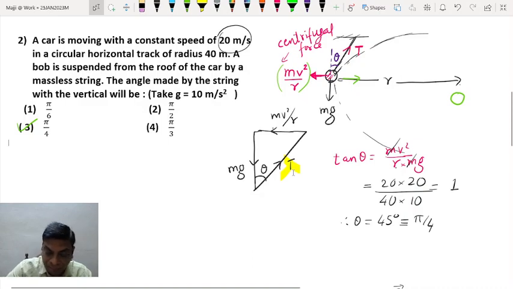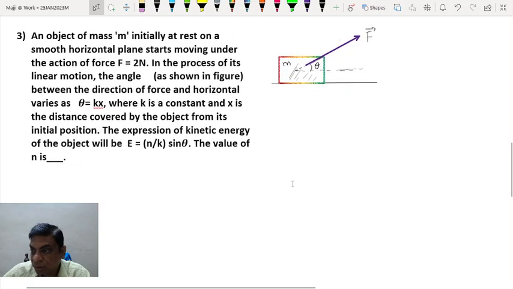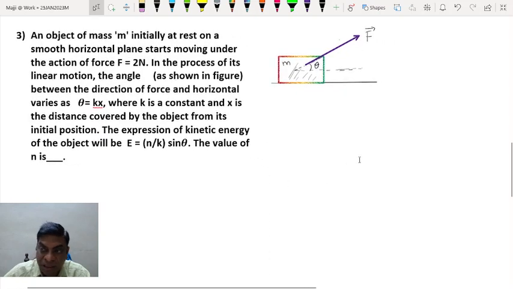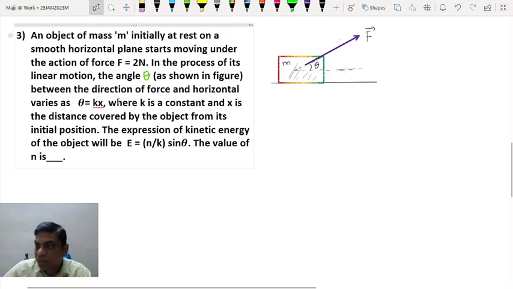Okay. Let us move to the next question. Question number 3. An object of mass m initially at rest on a smooth horizontal plane starts moving under the action of force F equal to 2 Newton. In the process of its linear motion, the angle theta is missing here. The angle theta between the direction of force and horizontal varies as theta equal to kx, where k is a constant and x is the distance covered by the object from its initial position.